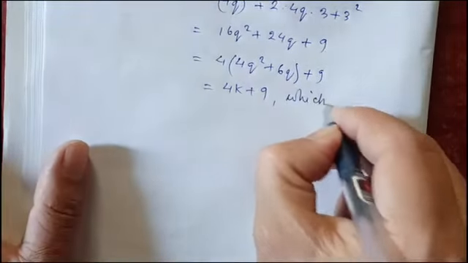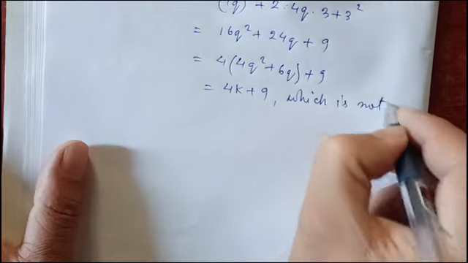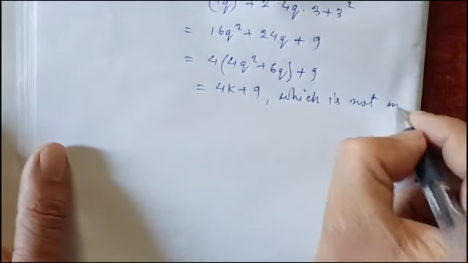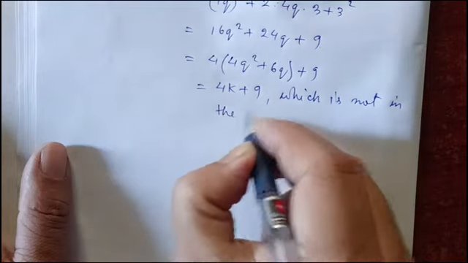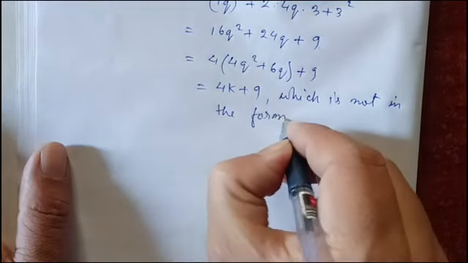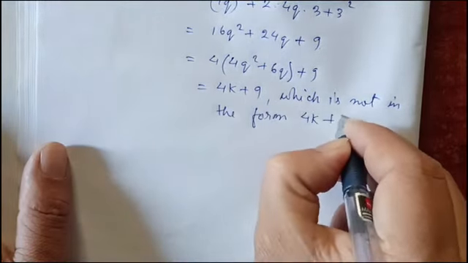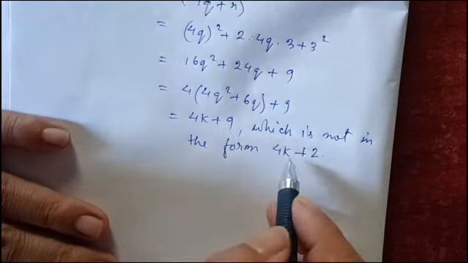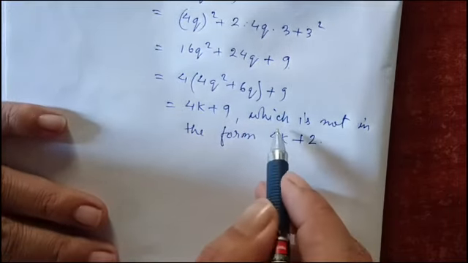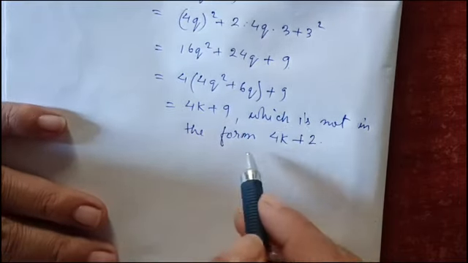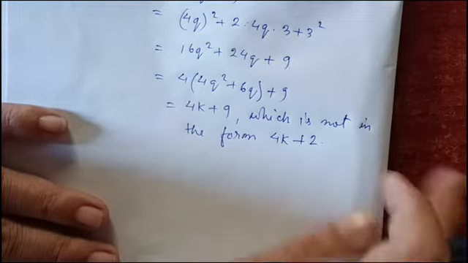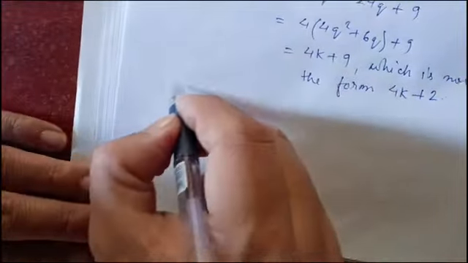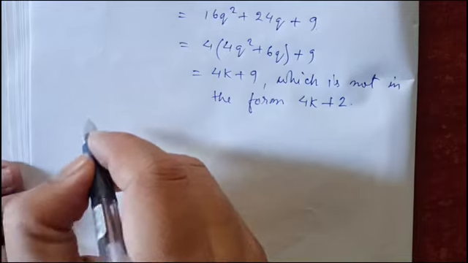So this also is not in the form 4k plus 2. Here also we get 4k plus 1, we do not get 4k plus 2. So that is why we're writing which is not in the form 4k plus 2. So now we can write down the conclusion.